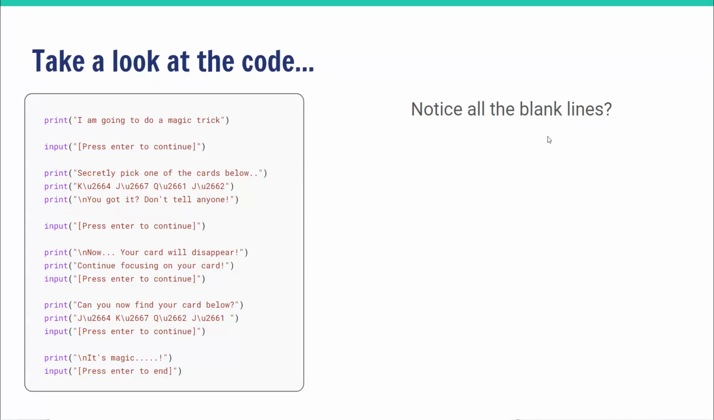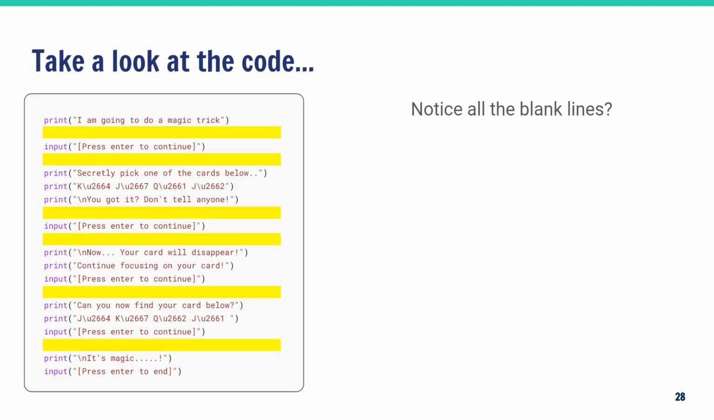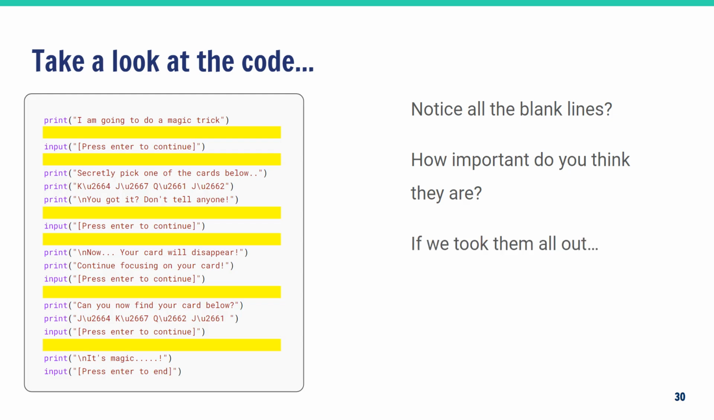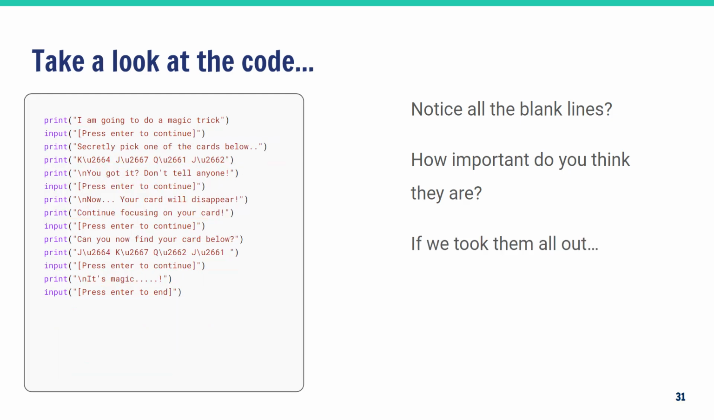We're going to talk about blank lines now in Python and how Python uses blank spaces in its programs. So if we look at the code on the left there, you notice all the blank lines that appear in between some of the lines of code. How important do you think those blank lines are? That is, if we took them all out and squished all the code together like that, do you think the code would still work?